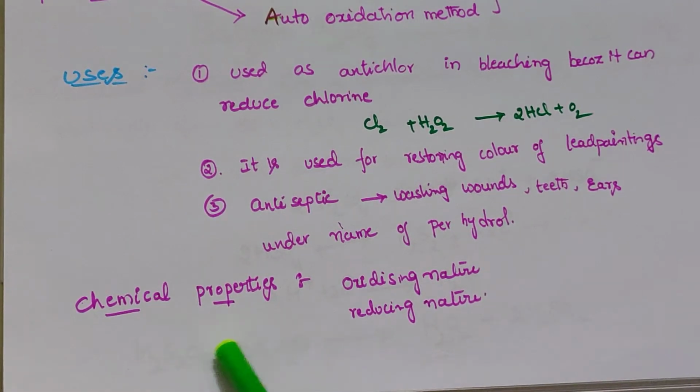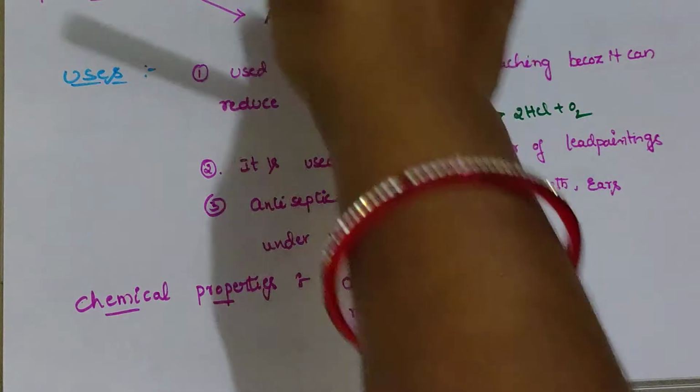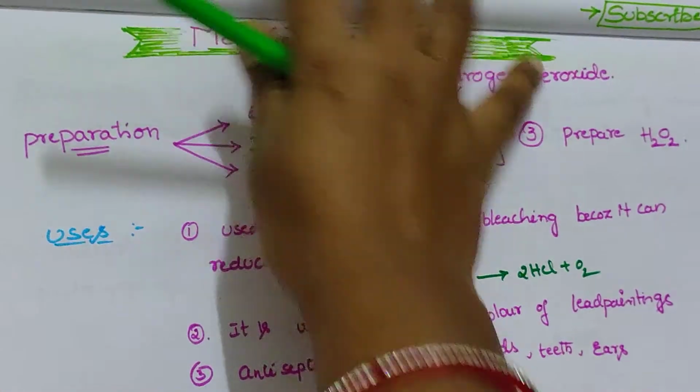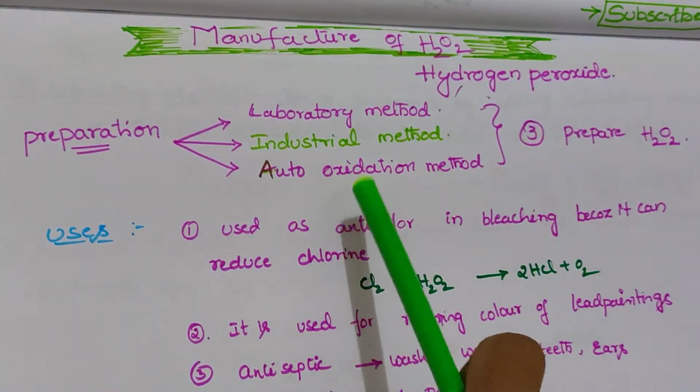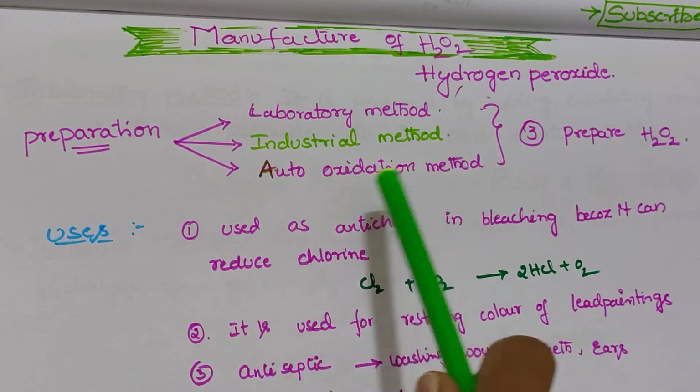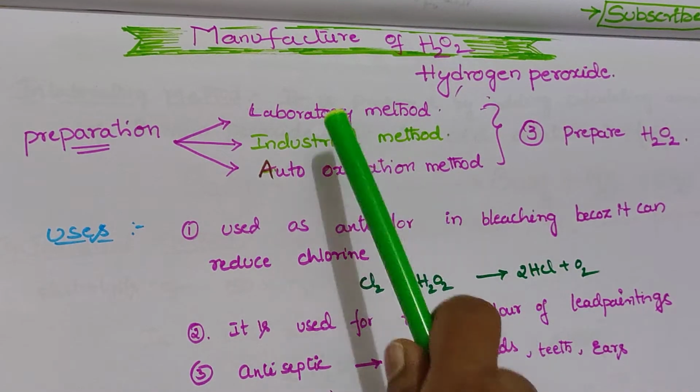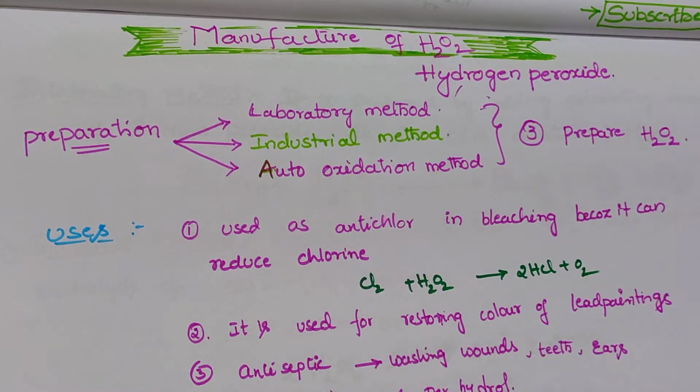Chemical properties. Hydrogen peroxide has an oxidizing nature and a reducing nature. Now, how is it prepared? In three important methods: the laboratory method, the industrial method and the auto oxidation method. Now the first one is the laboratory method.